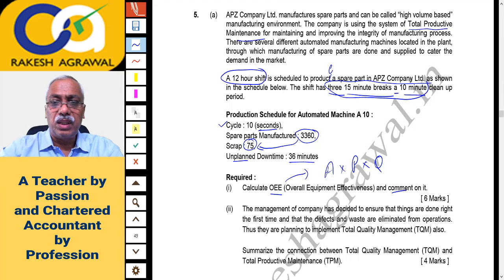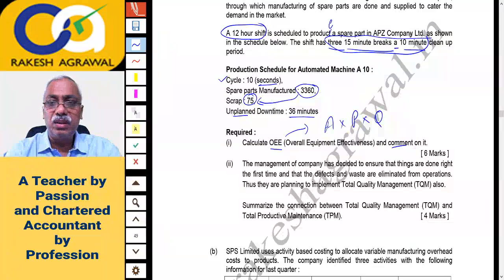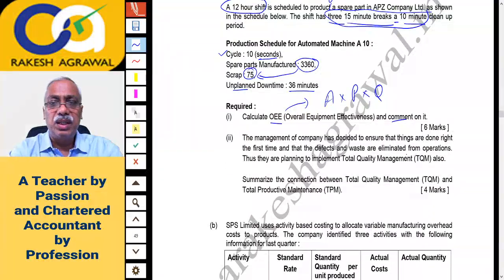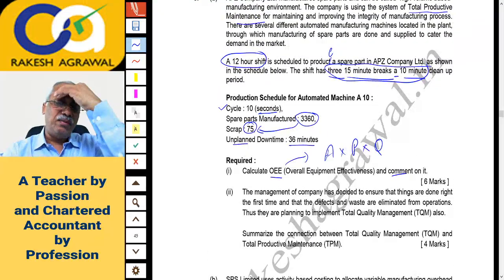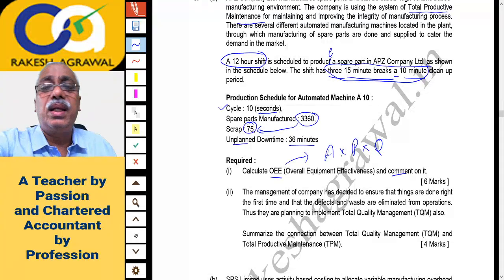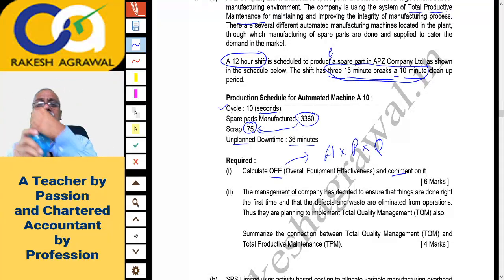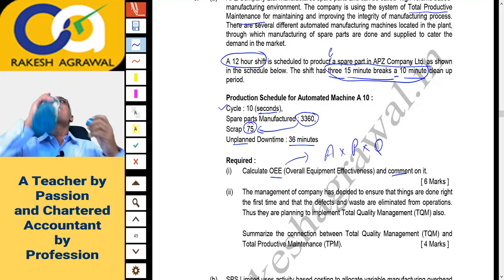So that is the question. I think we should first tackle this only. Second question seems to be theory. Okay, this is a theory part, that is part 2. So let's target the first part. Just have a look at the data again, because we'll have to calculate 3 ratios and multiply them to get the OEE. Simple question if you remember the formula.